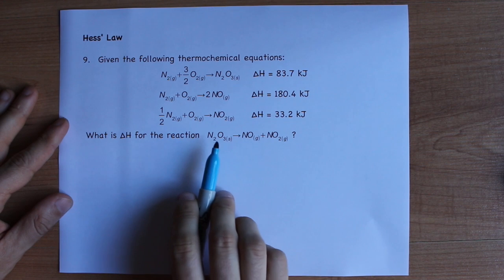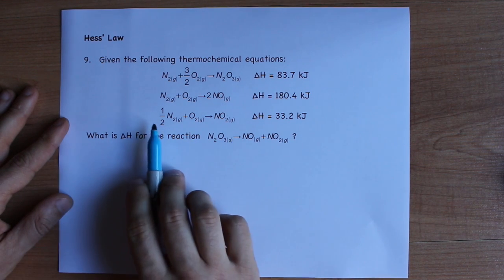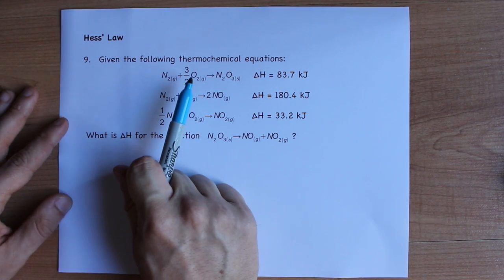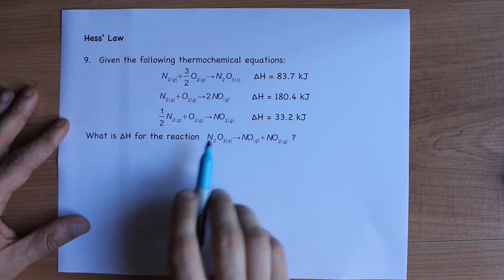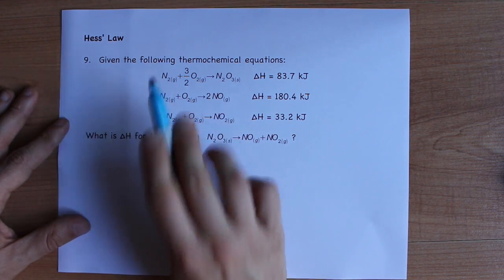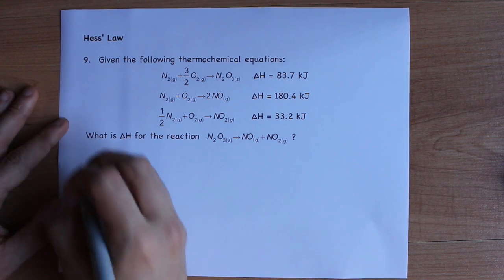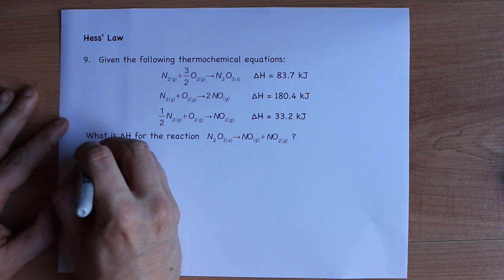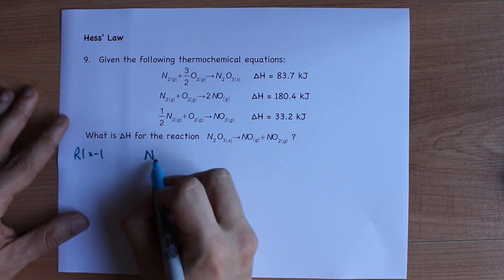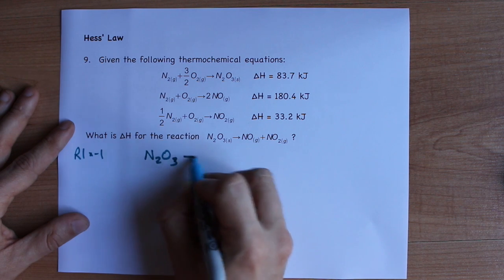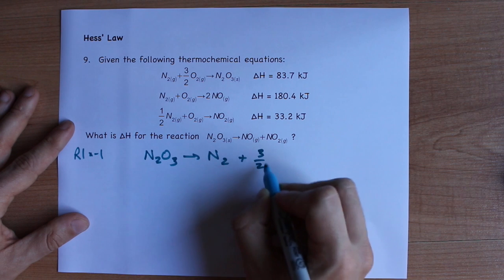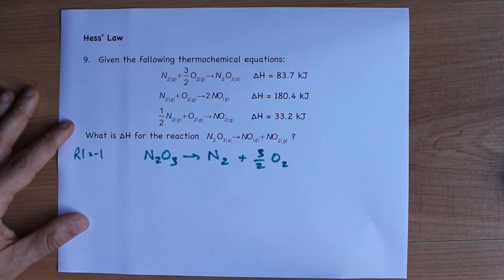N2O3 we want on the reactant side. It does not appear in the bottom two reactions here. It only appears in reaction one. So I know that this N2O3 needs to come from reaction one, but it needs to be on the opposite side of the reaction. Most teachers will write reaction one times negative one because you're going to flip the reaction. You get N2O3 becoming N2 plus 3/2 or 1.5 O2s.